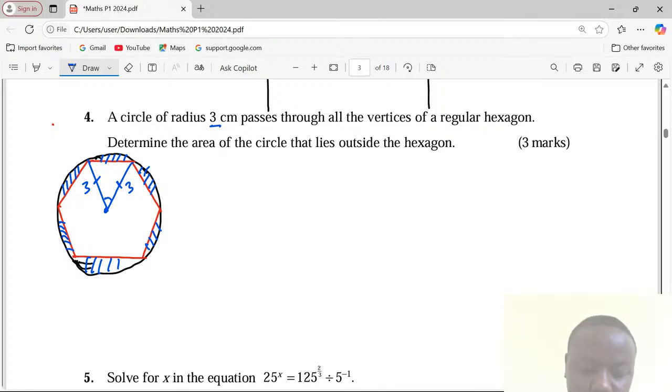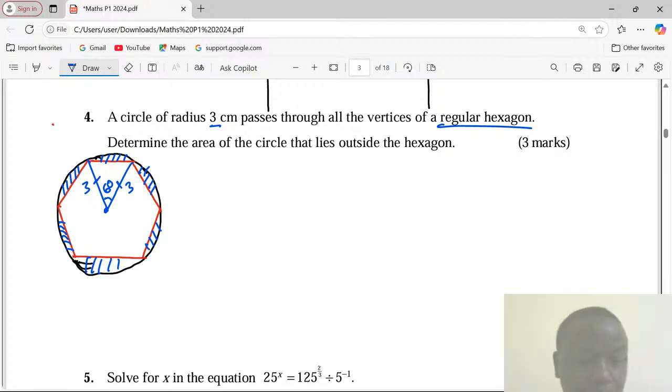The angle at the center is going to be 360 over 6 of them, because we can subdivide a hexagon into 6 equal triangles, because it is regular anyway. Then we can divide the angle of 360 at the center by 6, so that we are having 60 degrees at this point. So now we can extract a triangle or even a sector.